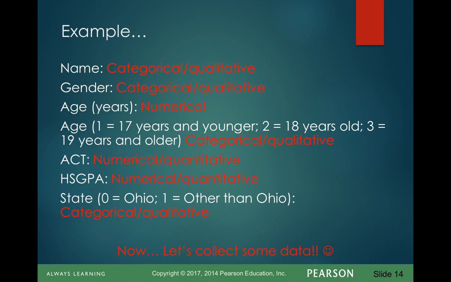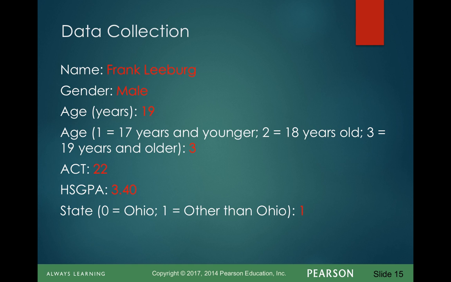Now, let's collect some data and see how this all plays out in the real world in statistics. First of all, a student walks in. His name is Frank Lieberg. He's a male. He's 19 years old. His age classification would be a 3 because he's 19 or older. Let's say he had an ACT of 22, a high school GPA of 3.4, and he lived in Kentucky. So we would code him as a 1 for state because it's something other than Ohio. Now, I don't know a Frank Lieberg, and I just made this up. So if you do know a Frank Lieberg from Kentucky, don't take this literally. And don't tell him I used his name either.